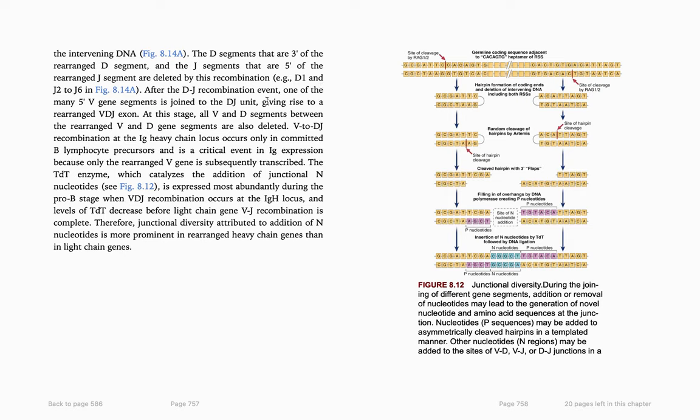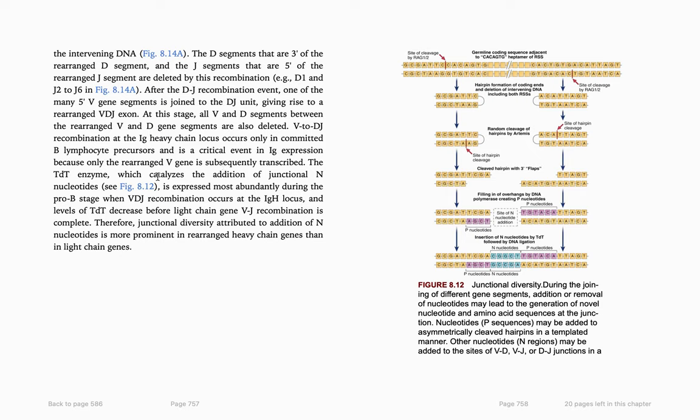After the DJ recombination event, one of the many 5' V gene segments is joined to the DJ unit, giving rise to a rearranged VDJ exon. At this stage, all V and D segments between the rearranged V and D gene segments are also deleted. V to DJ recombination at the Ig heavy chain locus occurs only in committed B lymphocyte precursors, and it is a critical event in Ig expression because only the rearranged V genes are subsequently transcribed.